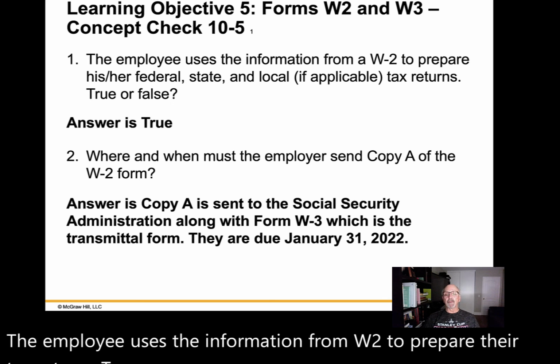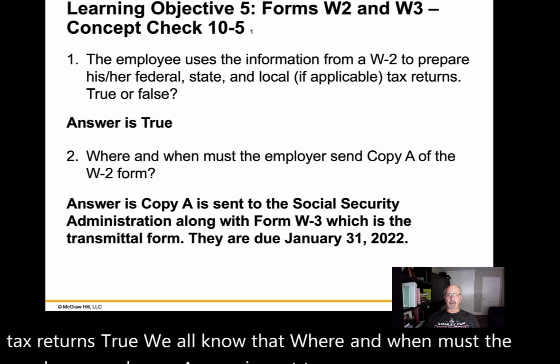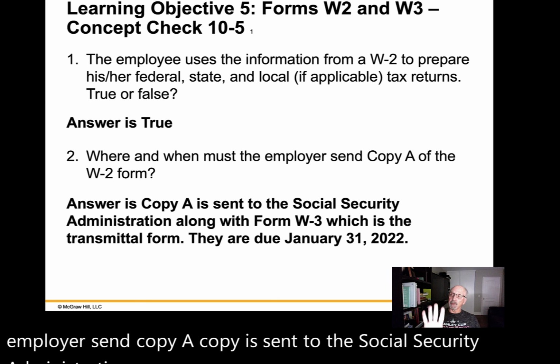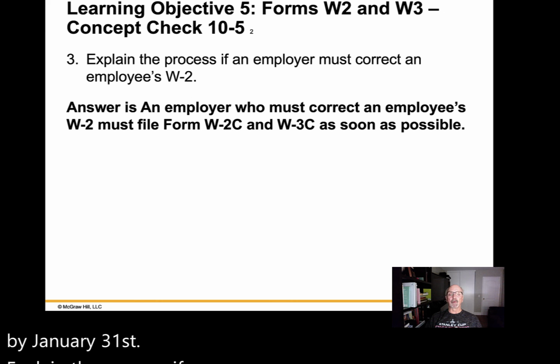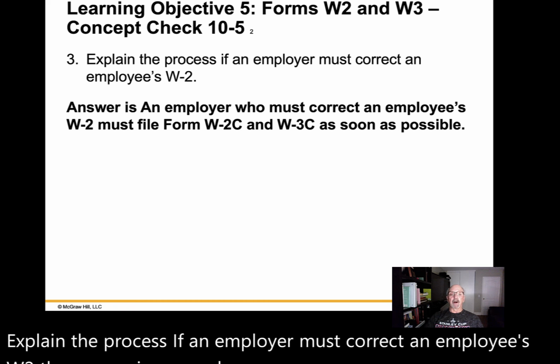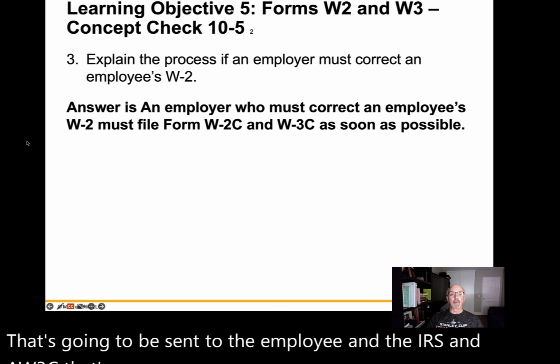Where and when must the employer send Copy A? Copy A is sent to the Social Security Administration along with the W-3, that's that summary form, by January 31st. Explain the process if an employer must correct an employee's W-2. The answer is an employer must file a Form W-2C that's going to be sent to the employee and the IRS, and a W-3C. That's that summary form on top.